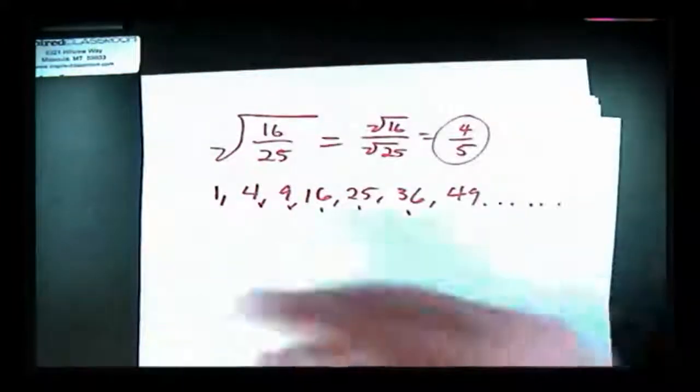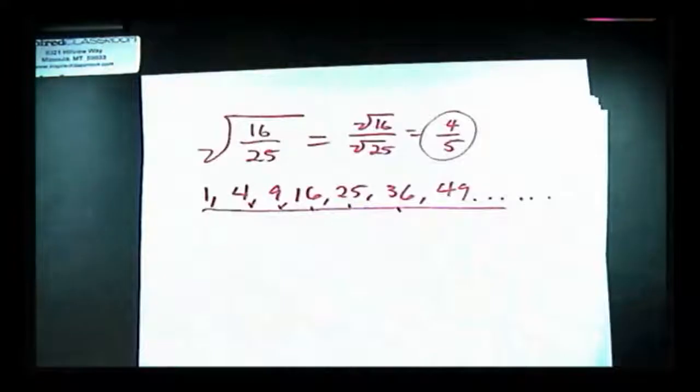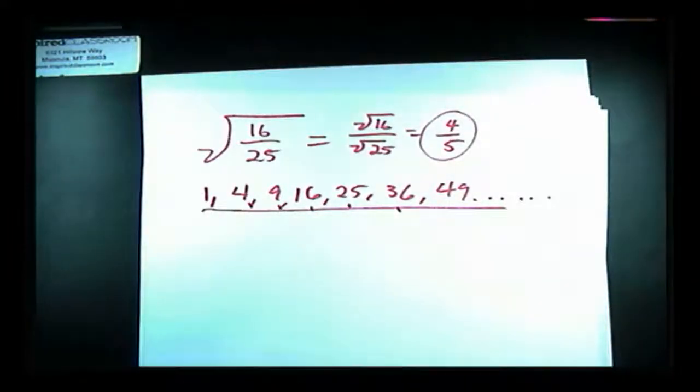This will also pop up when we talk about sequences or series. This is a nice sequence of squares. So it's good to know at least 1 through 12 what all the squares of those numbers are.